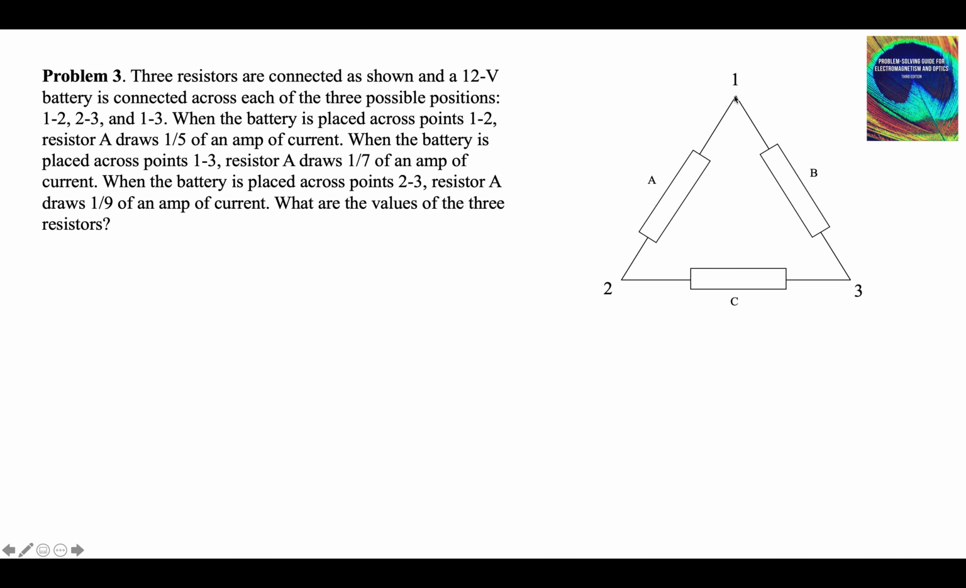When the battery is connected across 1 and 2, resistor A draws a fifth of an amp. When the battery is connected across 1 and 3, resistor A draws a seventh of an amp, and when the battery is connected across 2 and 3, it draws a ninth of an amp. What are the values of the 3 resistors? Ooh, this is a good one.